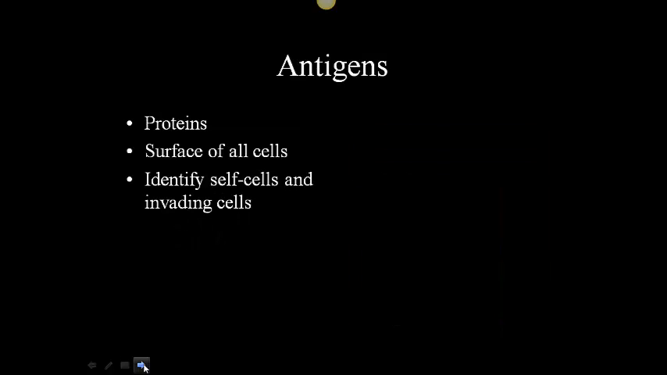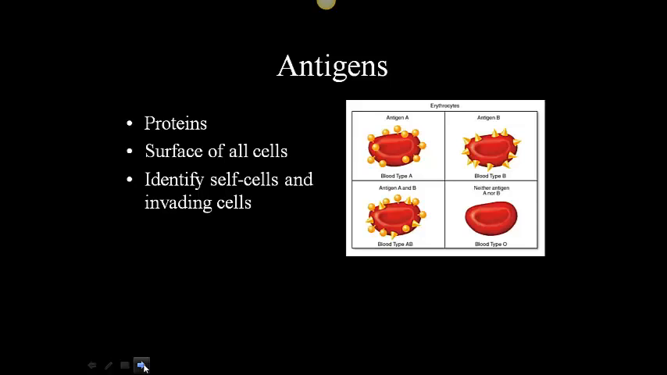One of the parts of the immune system that triggers these white blood cells to do their job is called an antigen. Now, antigens are proteins, again, lots of proteins involved in this process, and they are on the surface of all different types of cells, not only good cells or bad cells. They help to identify self cells and invading cells for the body. We talked about this a little bit when we talked about cell structure, that there are some proteins that help to tell your body if those cells belong to you or if they don't.